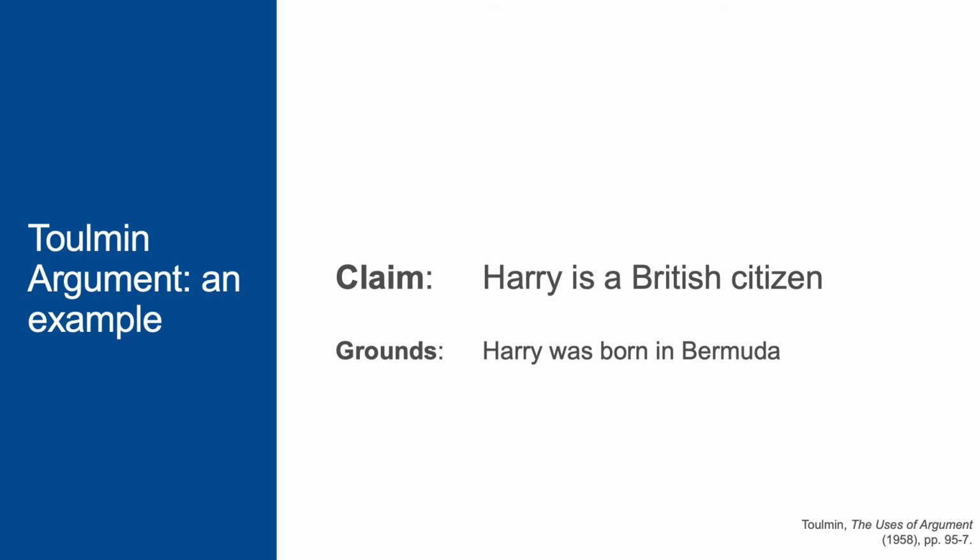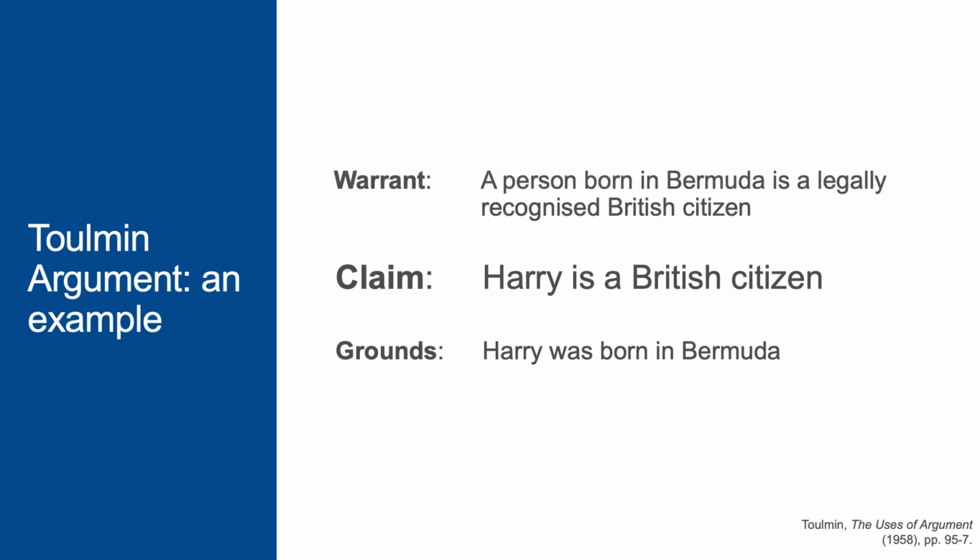But then I have to say, well, how does that work? Why does that matter? Why does Harry being born in Bermuda mean that Harry is a British citizen? Well, then I have my warrant. I can then say a person born in Bermuda is legally recognised as a British citizen. So then I'm saying, okay, I have my claim, Harry is a British citizen. I then have my grounds to prove that, to say that Harry was born in Bermuda.